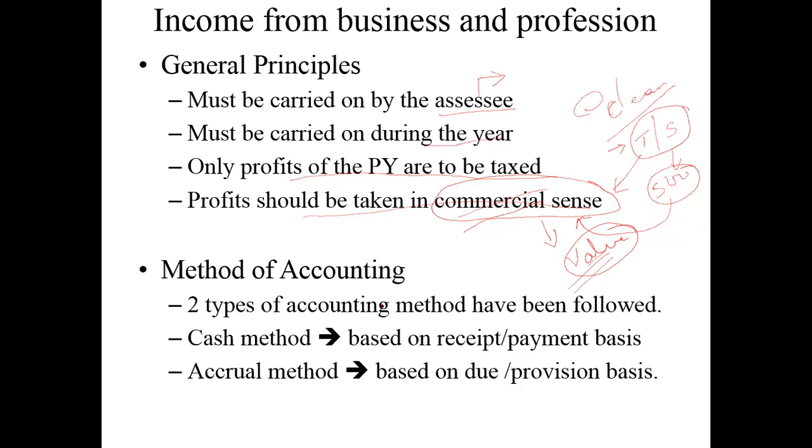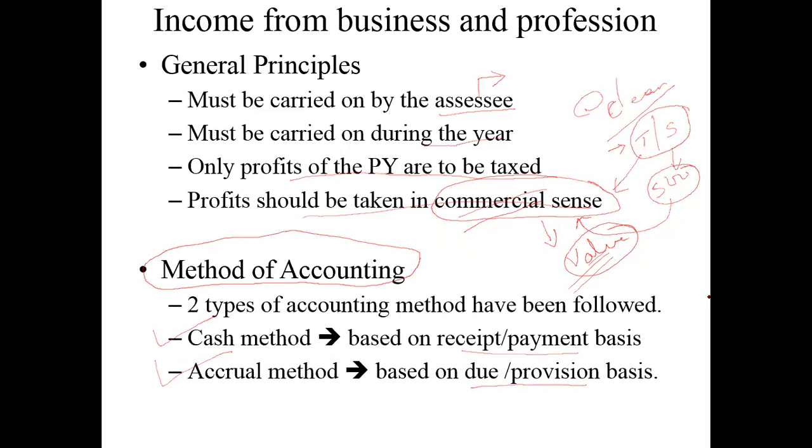Next, whenever we are discussing income from business and profession, there are two things that we have to take into consideration in the accounting terms. The first is whether the business that you are going to tax follows a cash method of accounting or an accrual method of accounting. Cash system is based on receipts and payments, whereas the accrual method of accounting is based on whether something is due or some provisions have been made.